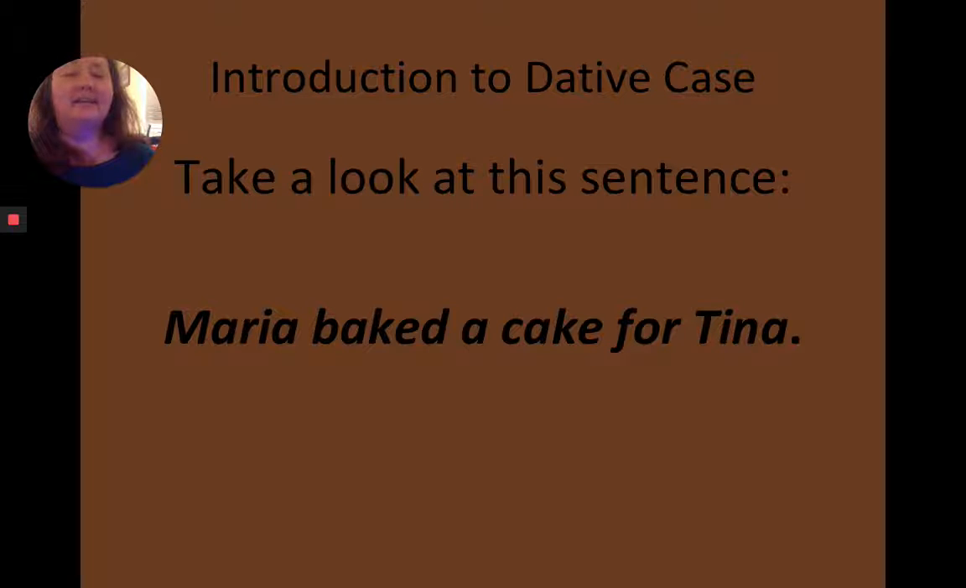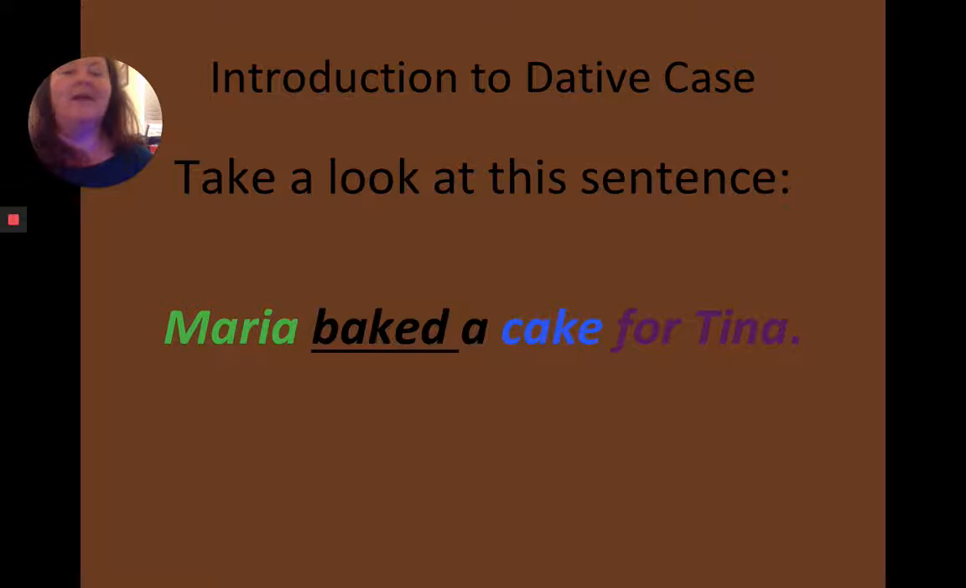Take a look at this sentence, which we've changed just a little bit. Maria baked a cake for Tina. All right, Maria's our subject. Baked is our verb. Baked what? A cake. That's our direct object. Baked a cake for whom? For Tina. Now, one way in English that we can express that is through a prepositional phrase.